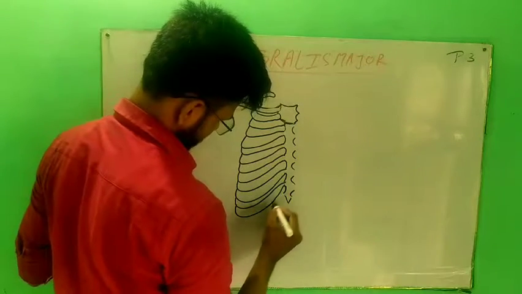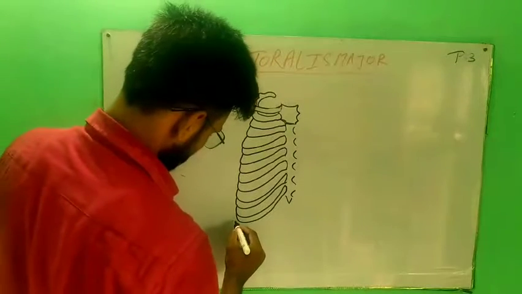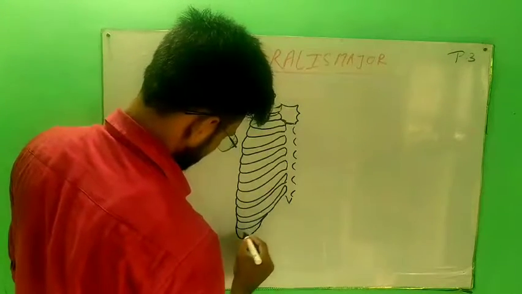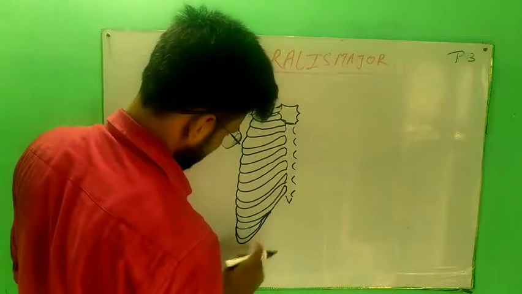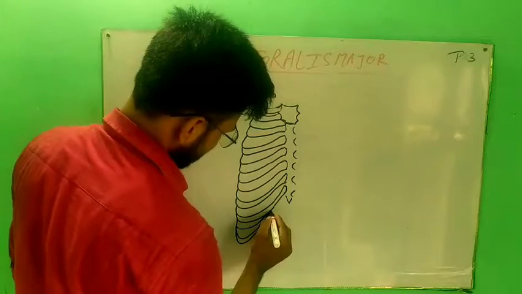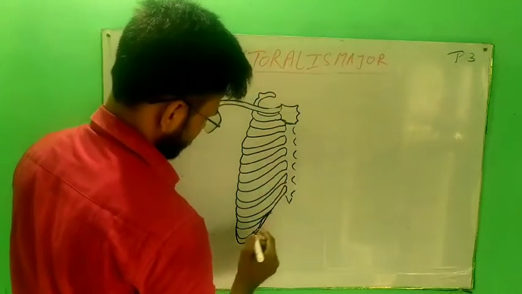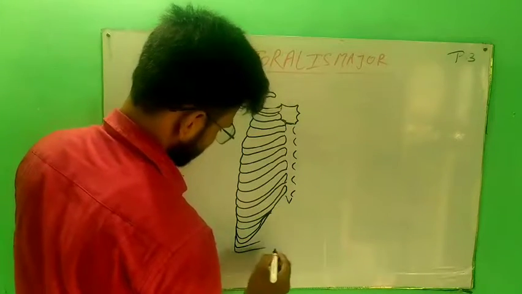This is the seventh, and there is the 8th, 9th, 10th. The 8th, 9th and 10th join the 7th costal cartilage, and the 7th costal cartilage articulates with the sternum, and there are the 11th and 12th.